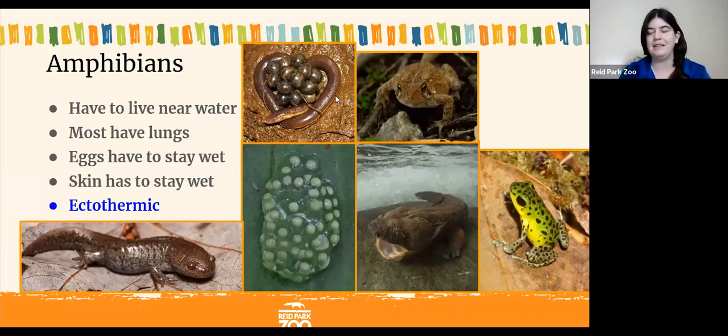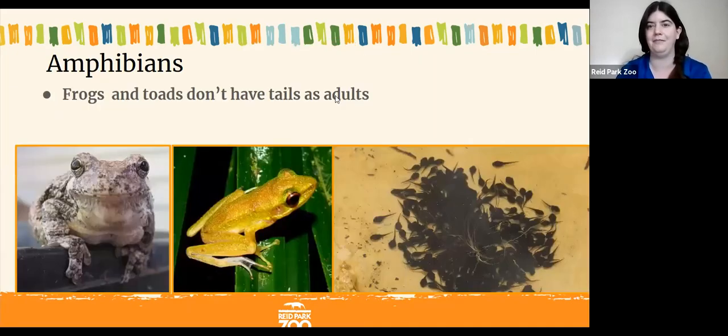And all amphibians are also ectothermic. And what ectothermic means is they can't regulate their own body temperature. So how warm or cool they are depends on their outside environment. So if they're feeling too cold, they might have to move into the sun to warm up. And if they're in the sun and they're feeling too warm, then they might move into the shade or into the water to be able to cool down. So they can't control their body temperature the same way that we have.